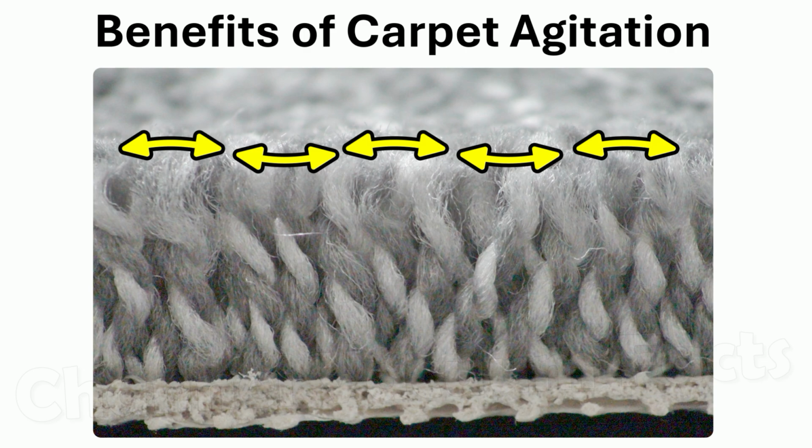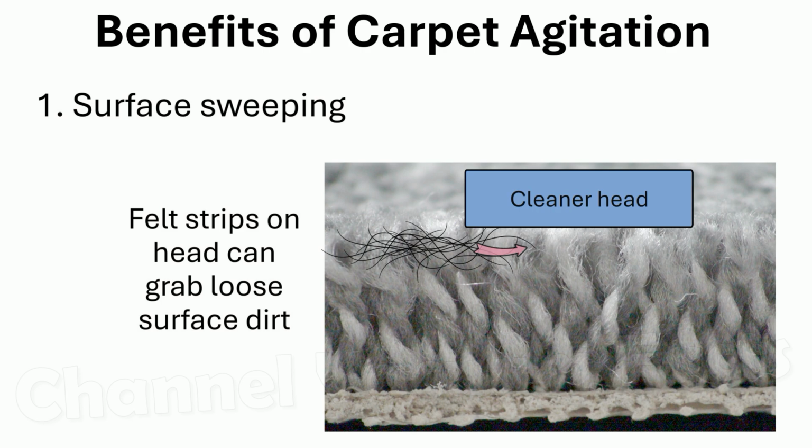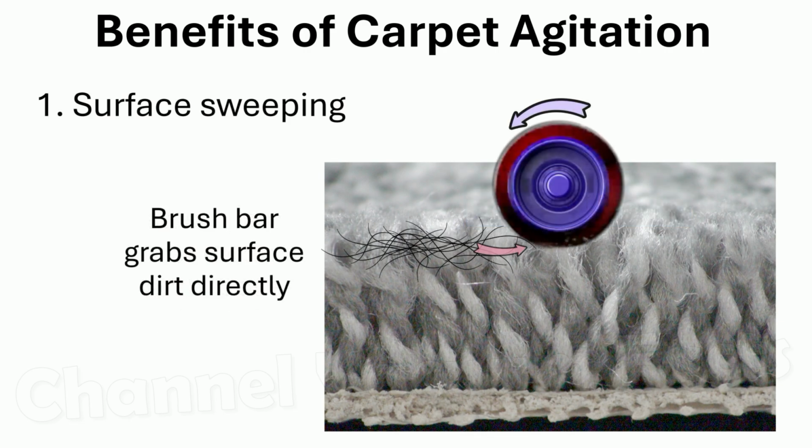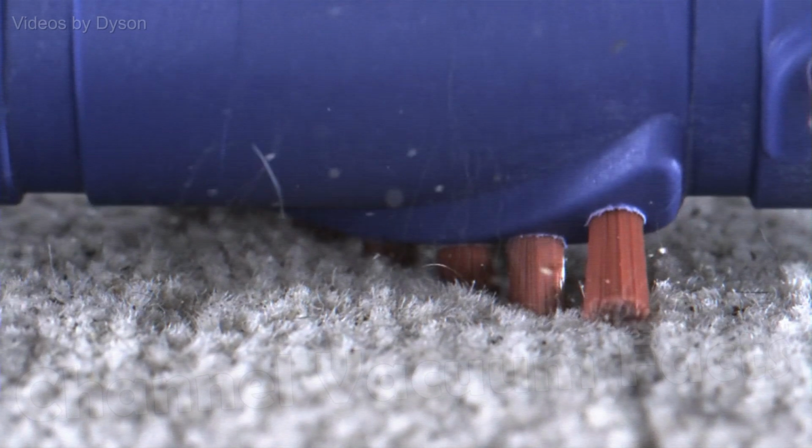Agitation is the process of jostling the fibres of the carpet and provides three key advantages. Firstly, moving the head over the carpet can directly grab loose material, like hair, on the surface. This is helped by bristles on a rotating brush bar that grab and sweep the particles into the airflow, where the aerodynamic forces can accelerate them away.